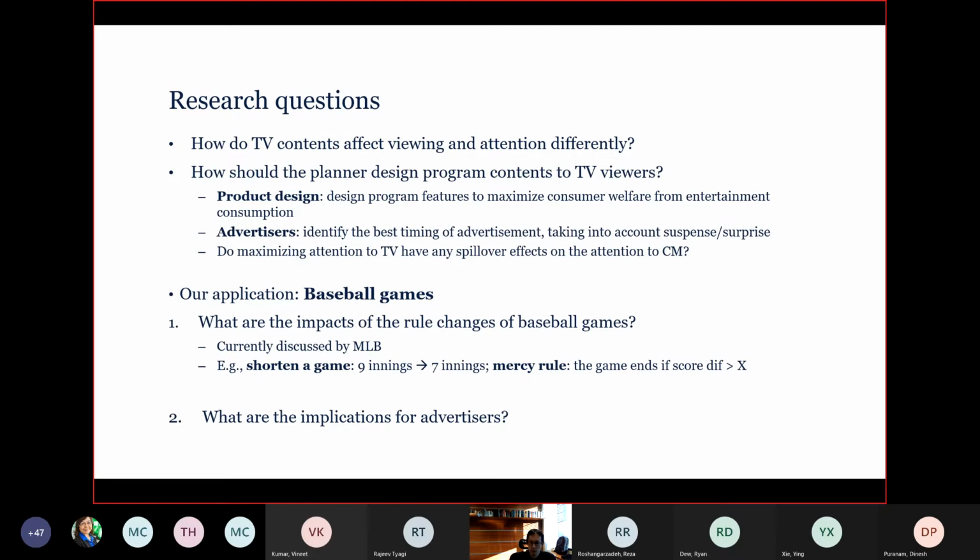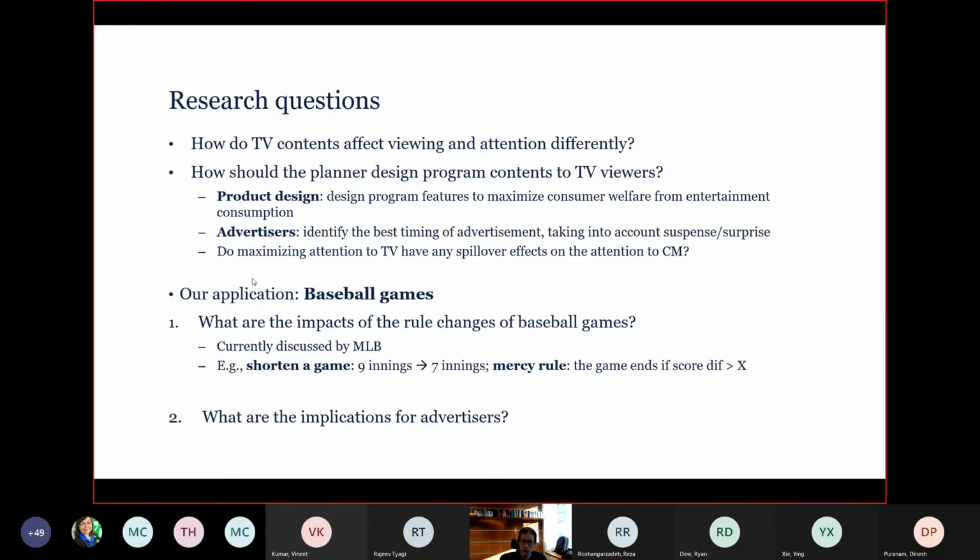And I think this has huge implications for advertisers as well, because we want to understand the best timing to have advertising. Should we have an advertisement during a suspenseful moment or a surprising moment, depending on what's happening during the TV program? That may influence the attention to the commercial as well. So we need to take into account the spillover effect, or externalities, between TV programs and advertisements to think about the impact of advertisements on TV viewers.